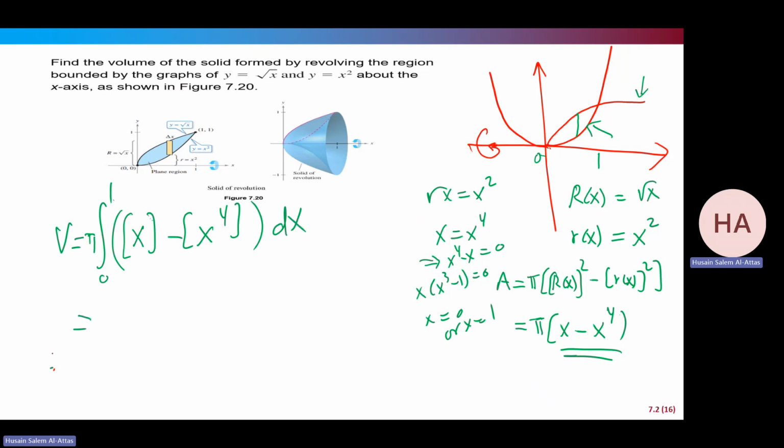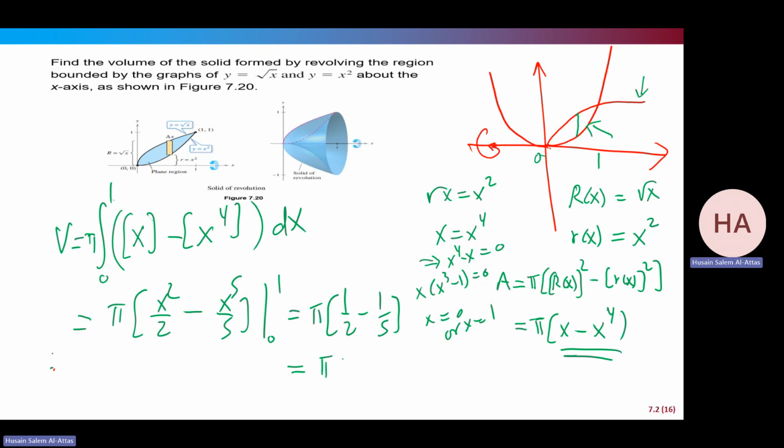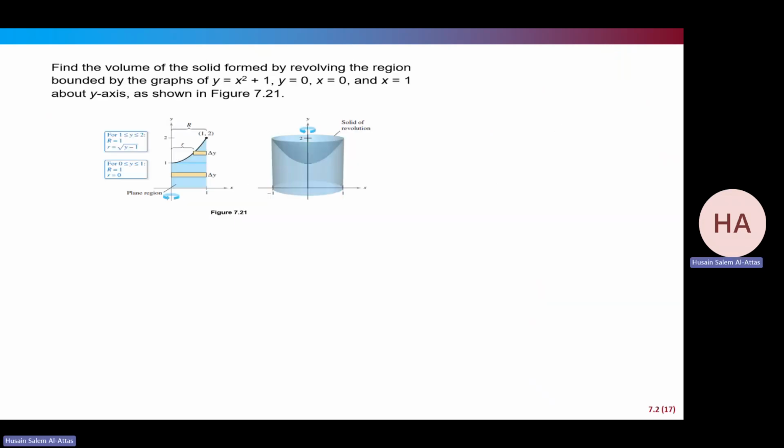Do the calculation. That will give me what? Pi times x squared over 2 minus x to the power 5 over 5, from 0 to 1. That will be pi times half minus 1 over 5. That gives me pi times 5 minus 2 over 10, and that gives me 3 pi over 10. Okay.